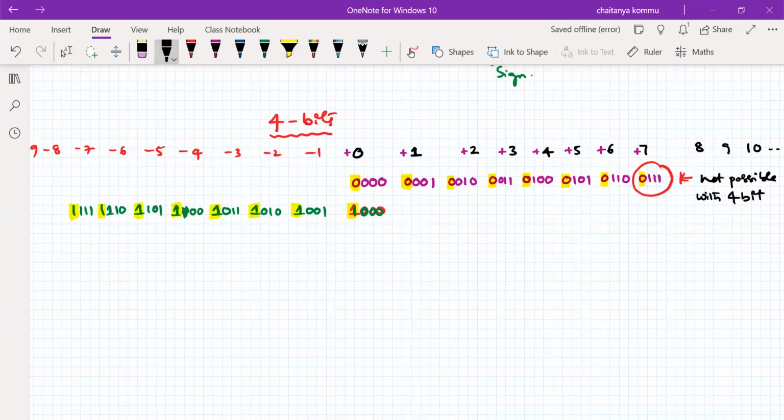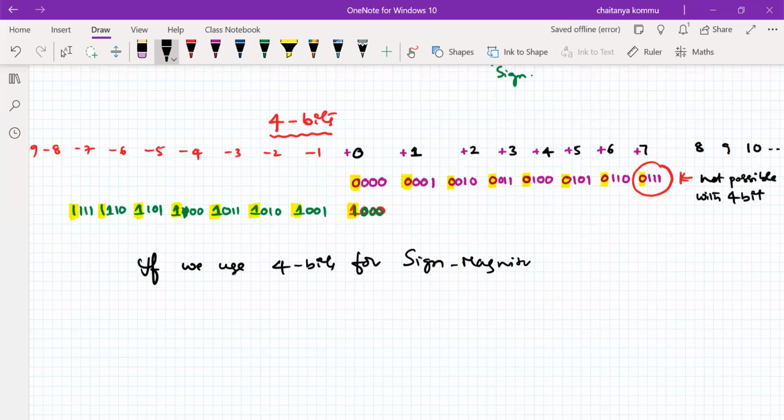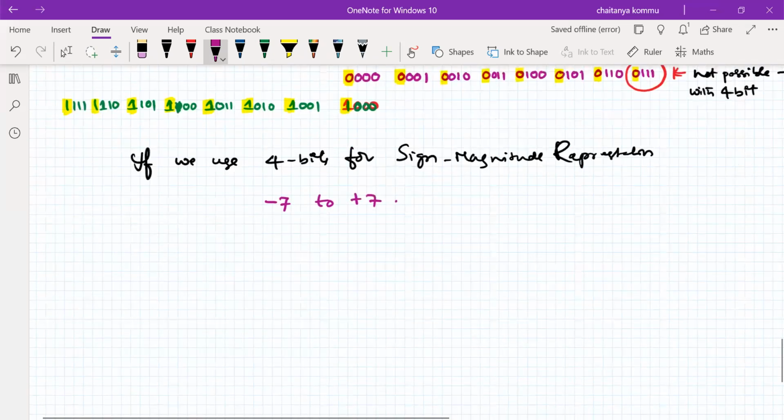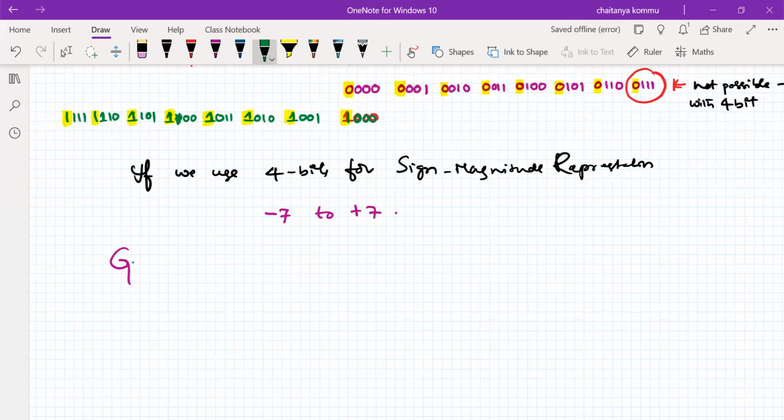So therefore, if we use 4 bits for sign magnitude representation, what is the allowed range here? -7 to +7 only.